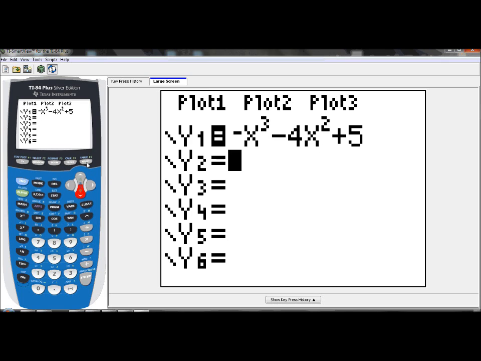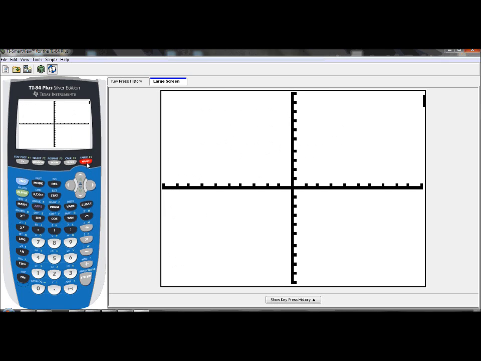We're going to hit graph. And so now we can see the graph of our polynomial function. If we take a look, we can even examine the graph. We have a relative minimum here, a low point, a turning point. We have a relative maximum here, another turning point, a high point. And we have 1, 2, 3 x-intercepts, which means we have 3 real zeros. And so let's start with our zeros.